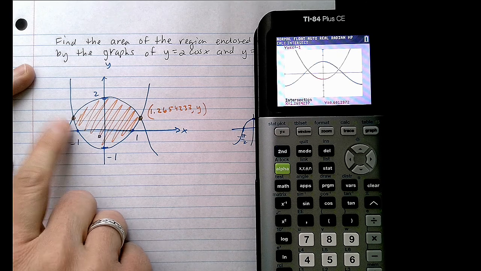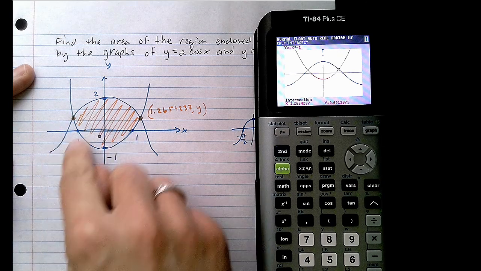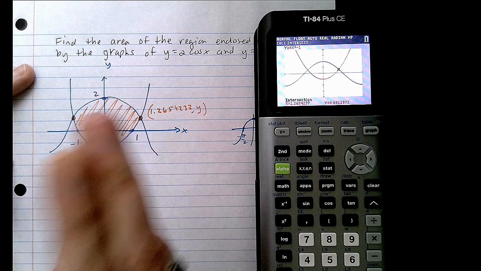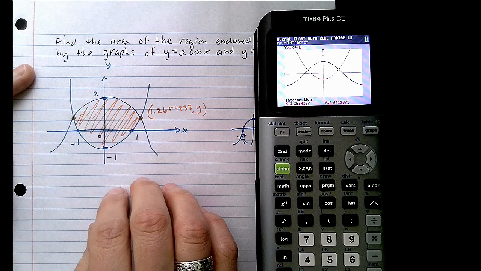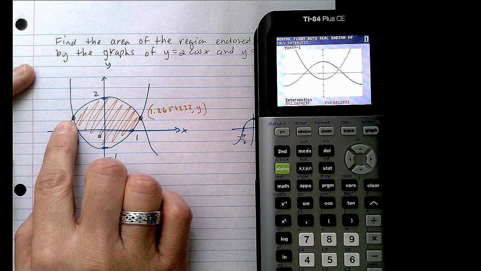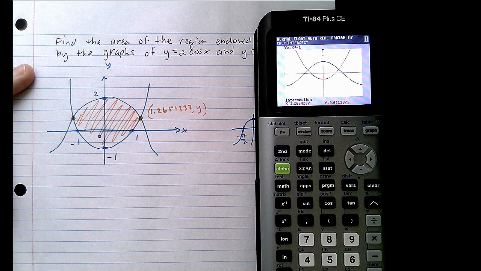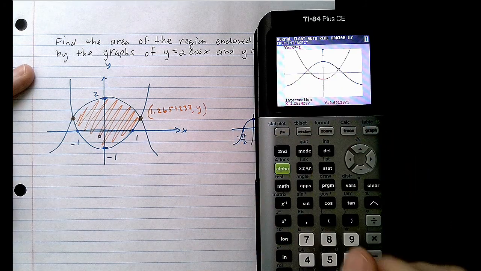Now, what's the other one? Well, if you remember your functions, cosine is symmetric to the y-axis. And the parabola is also symmetric to the y-axis. So this coordinate here, based off of symmetry, should be this same exact value, only negative. If you doubt yourself, let's calculate it again.